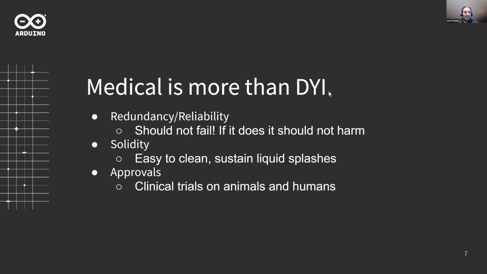So the bottom line is our community is made of makers, and we love to do stuff ourselves. But when we talk about medical equipment, we have to think about three very important things. First one is redundancy and reliability. So first of all, this should not absolutely fail. If it fails, then there must be some safeguard, something that allows the hardware to prevent the patient to be harmed. And of course, if you have a sensor, probably you need at least 2 or 3 because something can break.